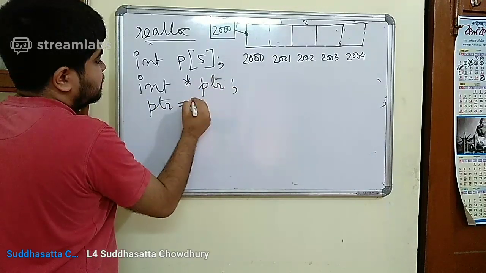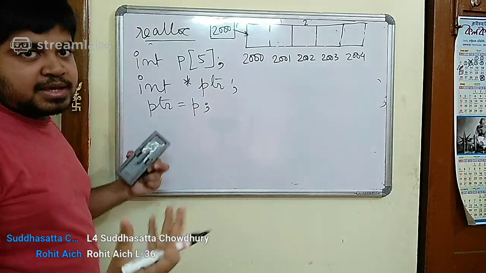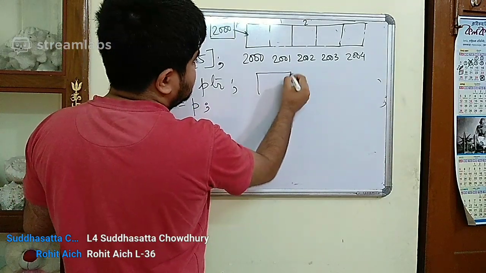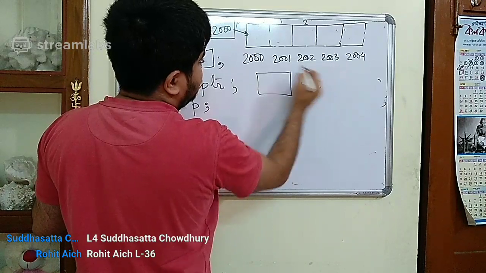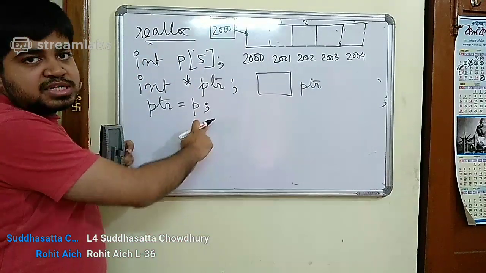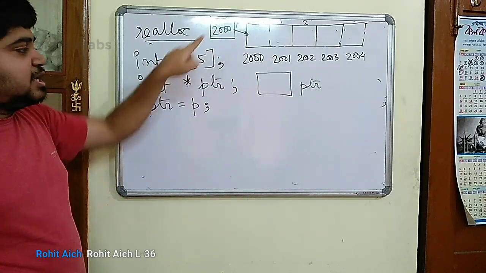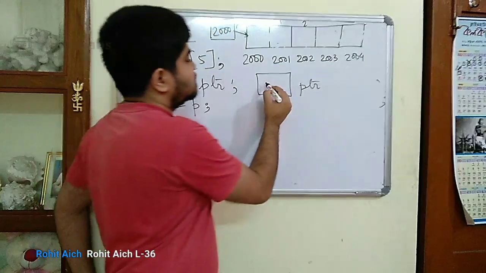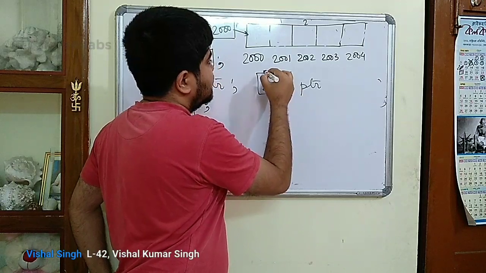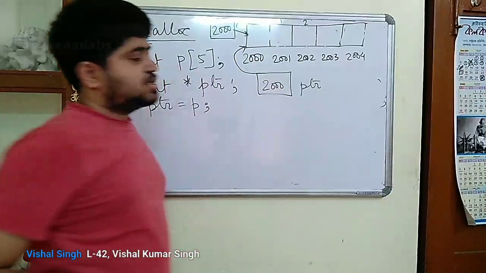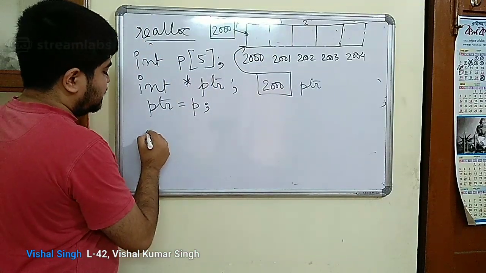Ptr is equal to p. I'm taking another pointer, it doesn't matter. So ptr is a pointer. Ptr equal to p, what does it specify? What is p? P is having 2000, so 2000 is saved over here. And this is pointing to this. No worries.